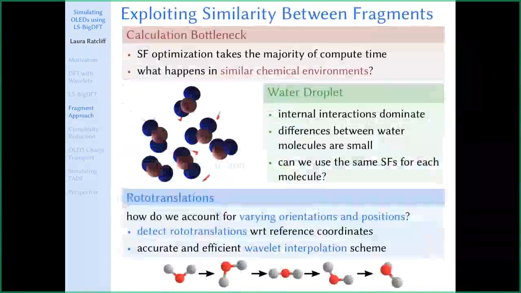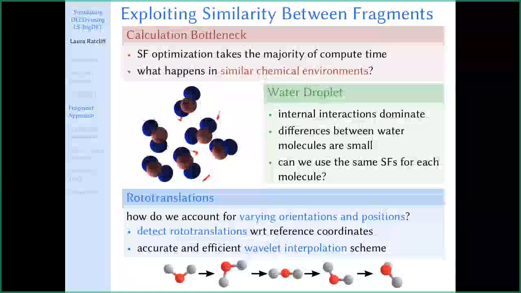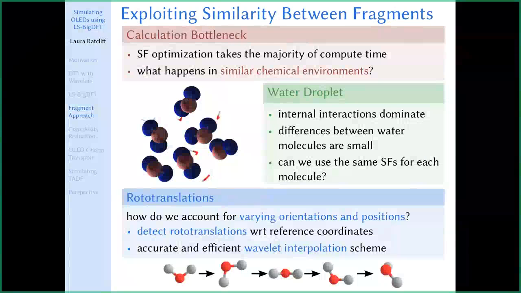So once we've defined our linear scaling approach, we can also go a bit further for certain types of systems. The majority of our computing time, which affects this prefactor, so the point where the crossover occurs, depends on doing the support function optimization process. But we know that these support functions are kind of dependent on their local chemical environment. And in a lot of systems, we have many atoms which have the same chemical environment.